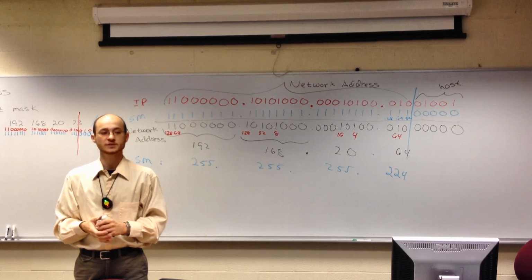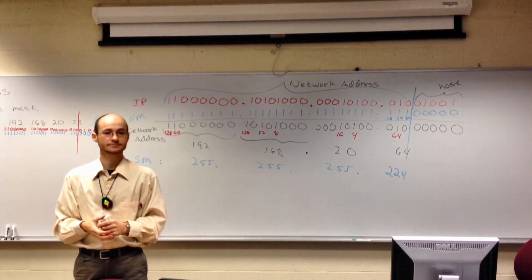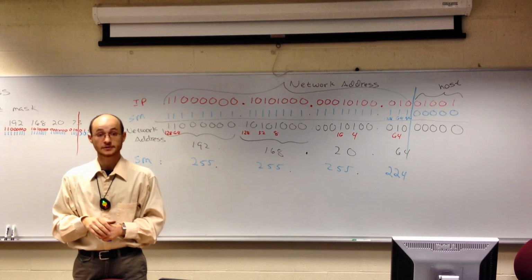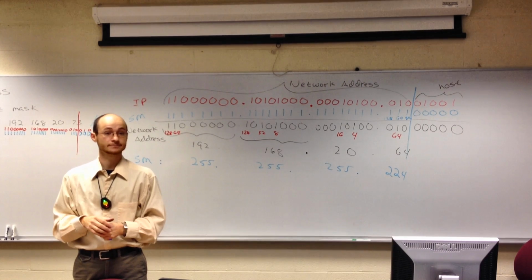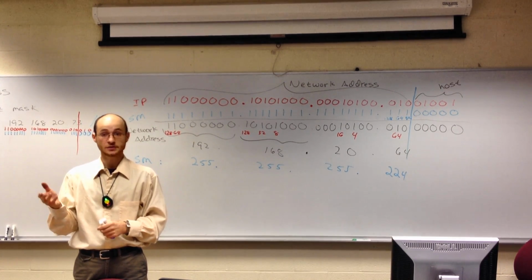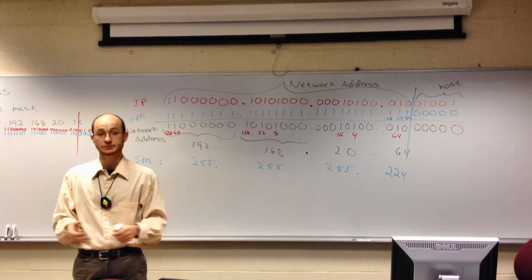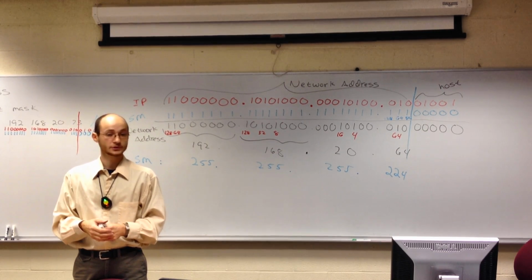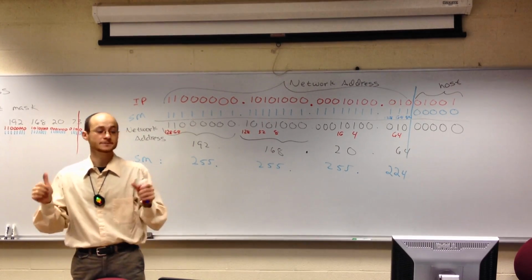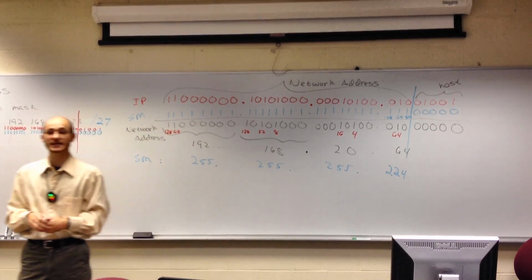What do you think the default subnet mask would be for Class A? 255 followed by all zeros, correct? What do you think about a Class B? 255.255 followed by .0.0. And what do you think Class C would be? 255.255.255.0. All right, tomorrow we'll be exploring both classful and classless in labs.